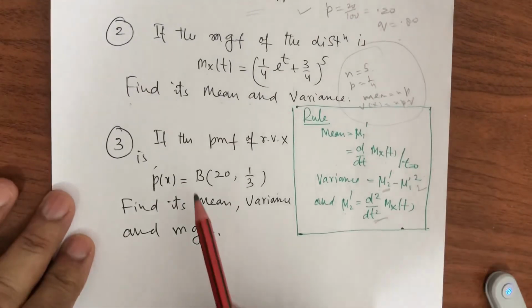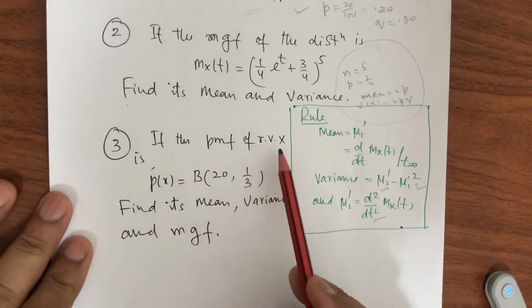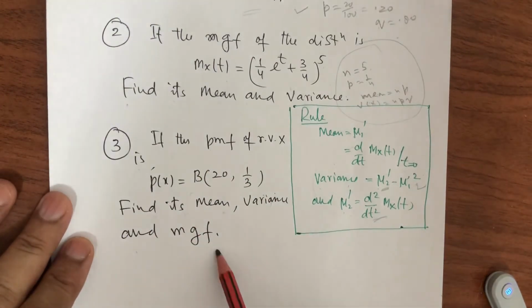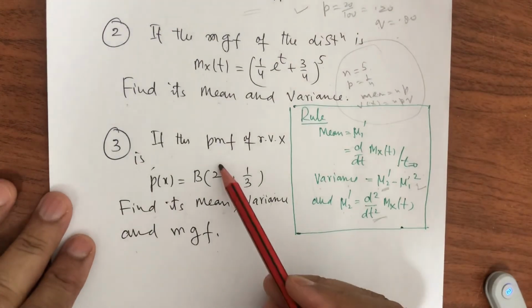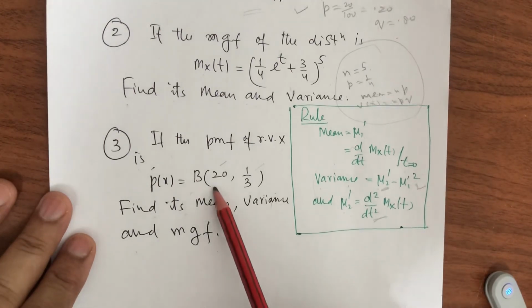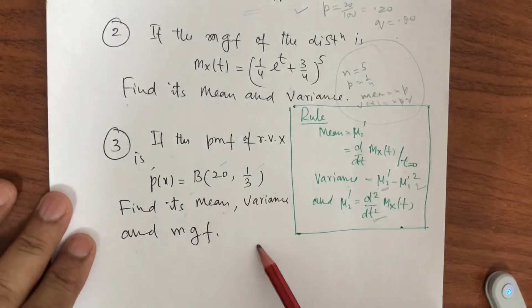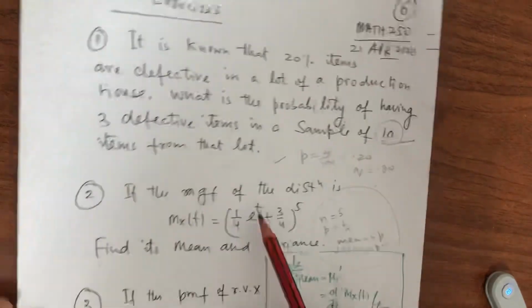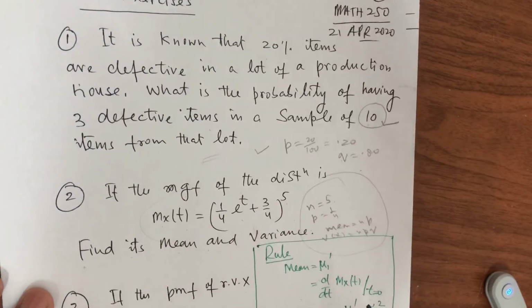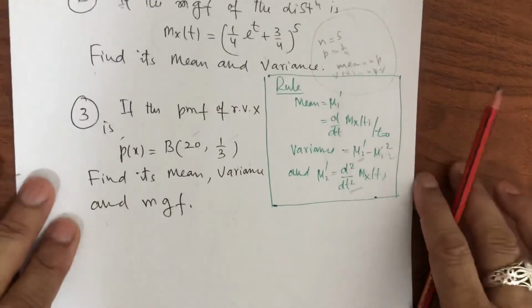Problem 3. Okay, if the probability mass function of a random variable x is this, find its mean and variance and MGF. Mean is np, n is 20, p is 1 by 3. Mean is np, 20 multiplied by 1 by 3. Variance npq, n is 20, p is 1 by 3, q is 2 by 3. MGF has this rule. Put this information in this format and you will find the MGF. Okay, try to do these problems.